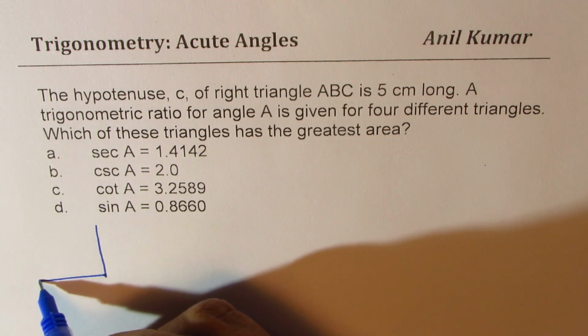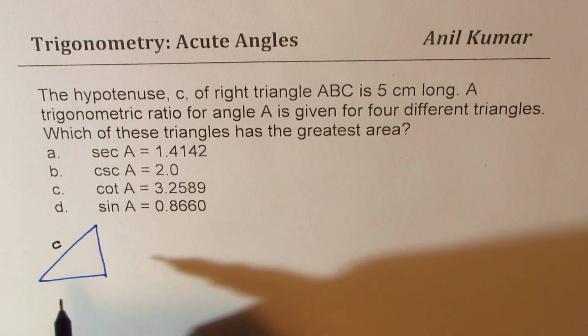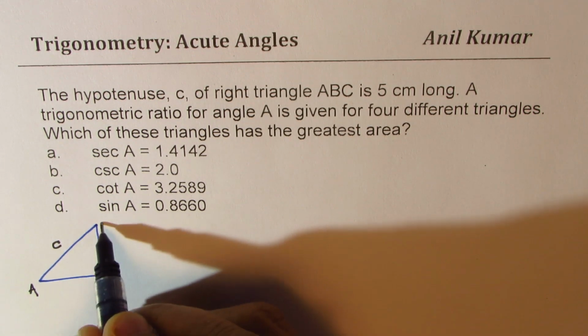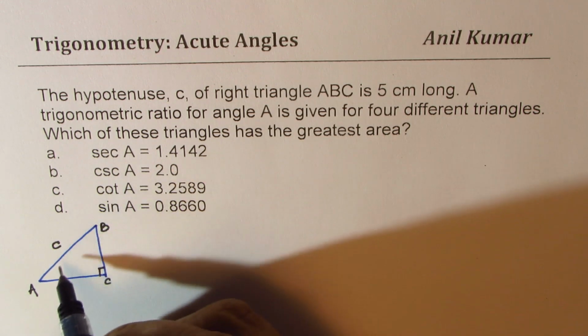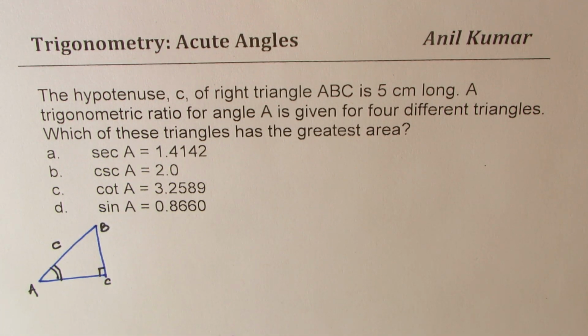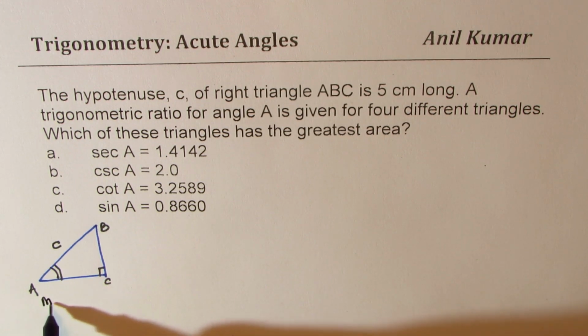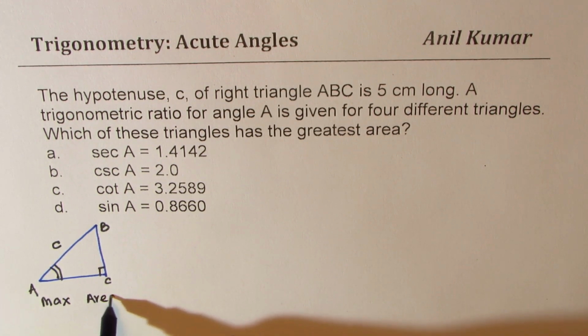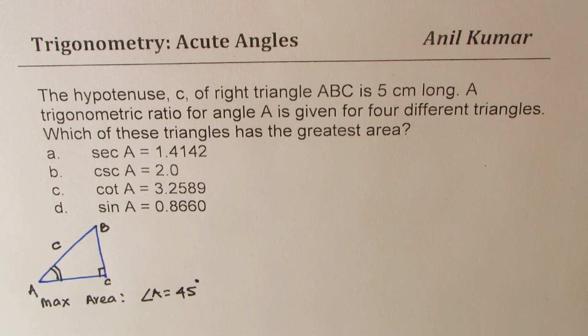Here is my suggestion. What we are given here is that the hypotenuse is C. So we have a triangle, let's say A, B, and C. We are given angle A in a way, since we are given all these trigonometric ratios. We need to find which one has the greatest area. Now the basic rule is that in a right triangle, maximum area will be when angle A equals 45 degrees. Now that helps you to find a quick solution. That is one way of doing it.